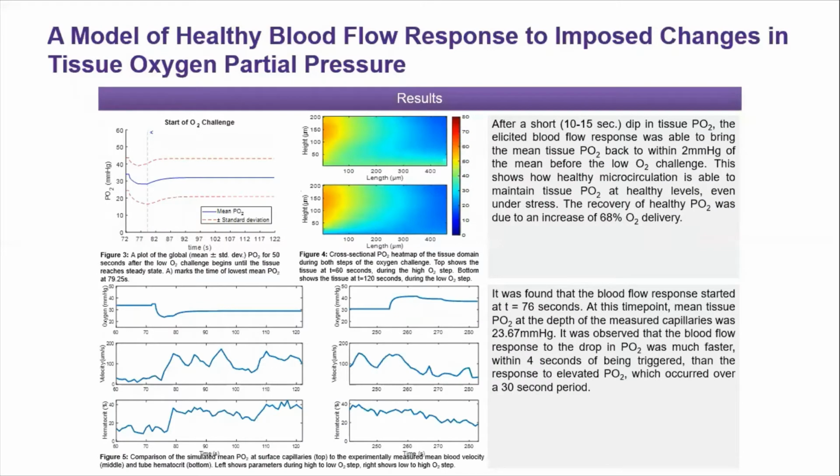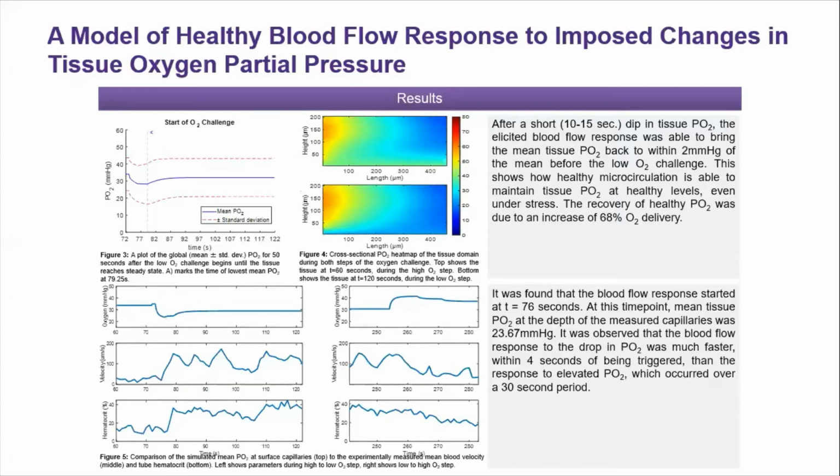At the top left is a time plot of the PO2 in our simulated tissue block over the 50 seconds following the oxygen challenge. As you can see, there's a dip in the oxygen pressure following the start of the challenge, lasting about 15 seconds until it is restored to a steady state, with the minimum PO2 marked by A occurring 6 seconds after the start of the challenge.